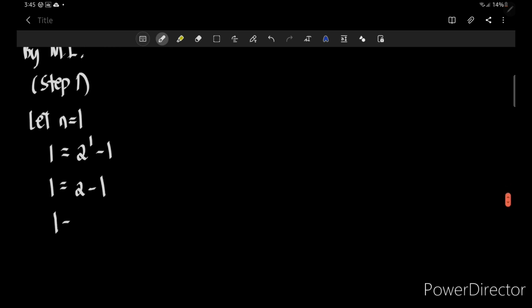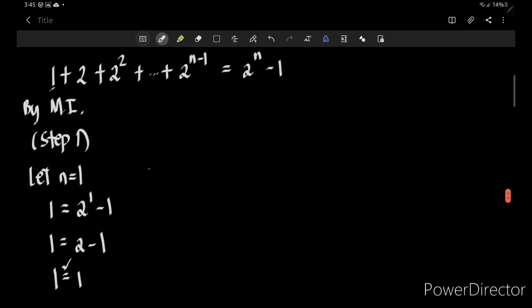And we have 1 is equal to 1. Let's check that it is true for n is equal to 1. How about n is 2?